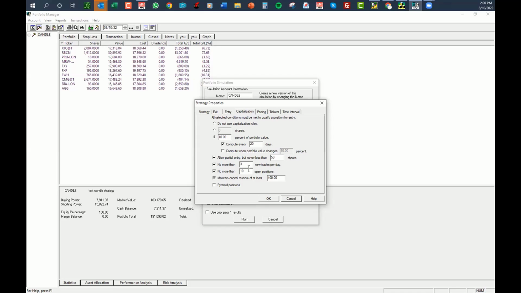And there's another constraint here: maintain capital reserves of at least 400. So, that's $400. They don't go below that level. I don't like pyramiding positions.